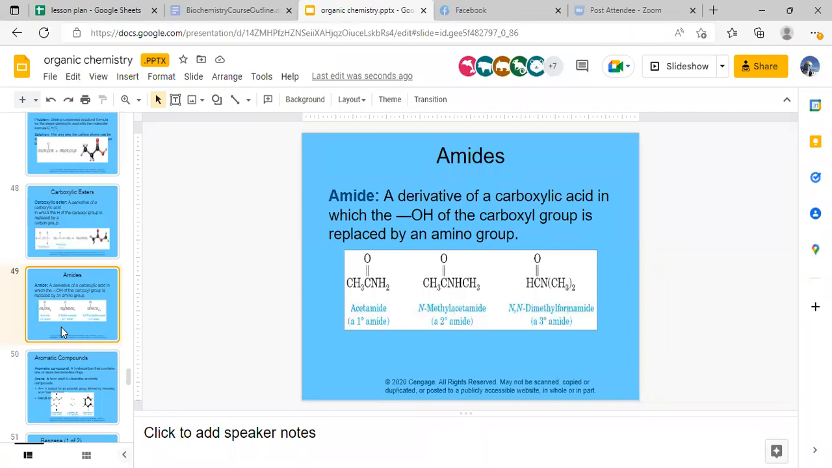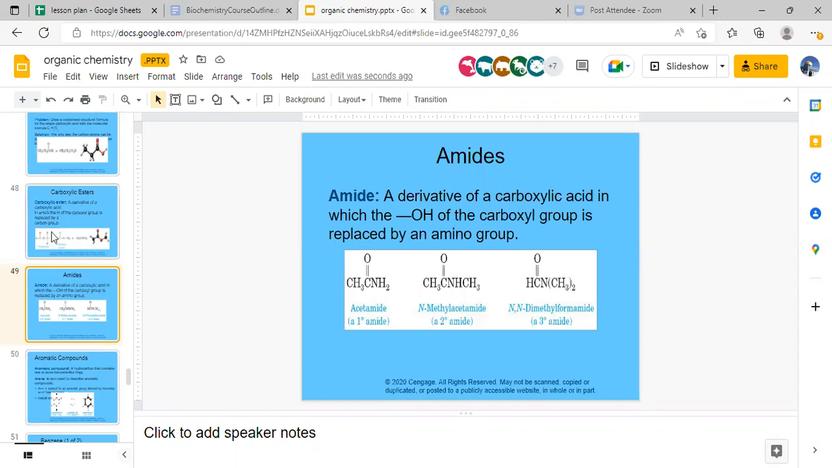Pero we won't go into the naming, no? Magtataka lang kayo, bakit NN yan, sir? Ano ibig sabihin? Ang ibig sabihin lang dyan, yung mga methyl groups mo nakatouch dun sa nitrogen, kaya yung NN, dimethyl formamide. But we won't go into the naming of these groups.